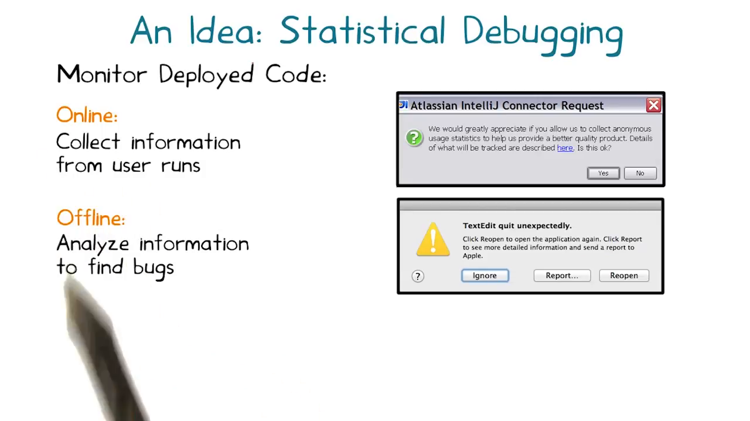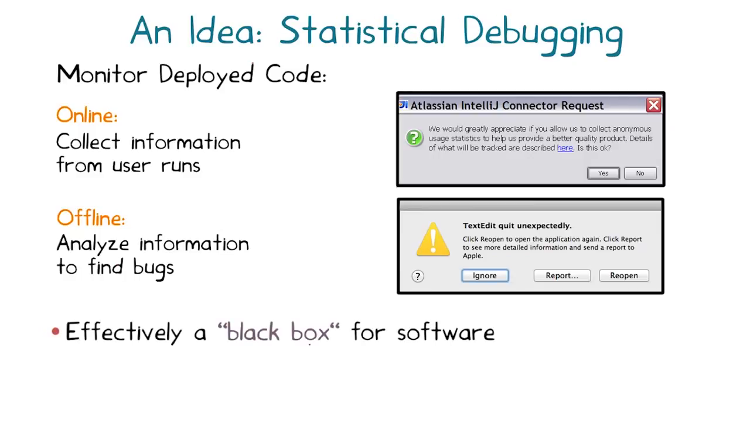In the online stage, information is collected from the user's runs, information about the machine state during the execution of the software, as well as whether the run ends in success or failure. This information is then transmitted back to the development company. In the offline stage, the company analyzes the data transmitted by many different users to find bugs in the program. Effectively, these runs are to software what black boxes or flight recorders are to airplanes. They record the data prior to a crash, which can be analyzed later to determine the cause of the crash.